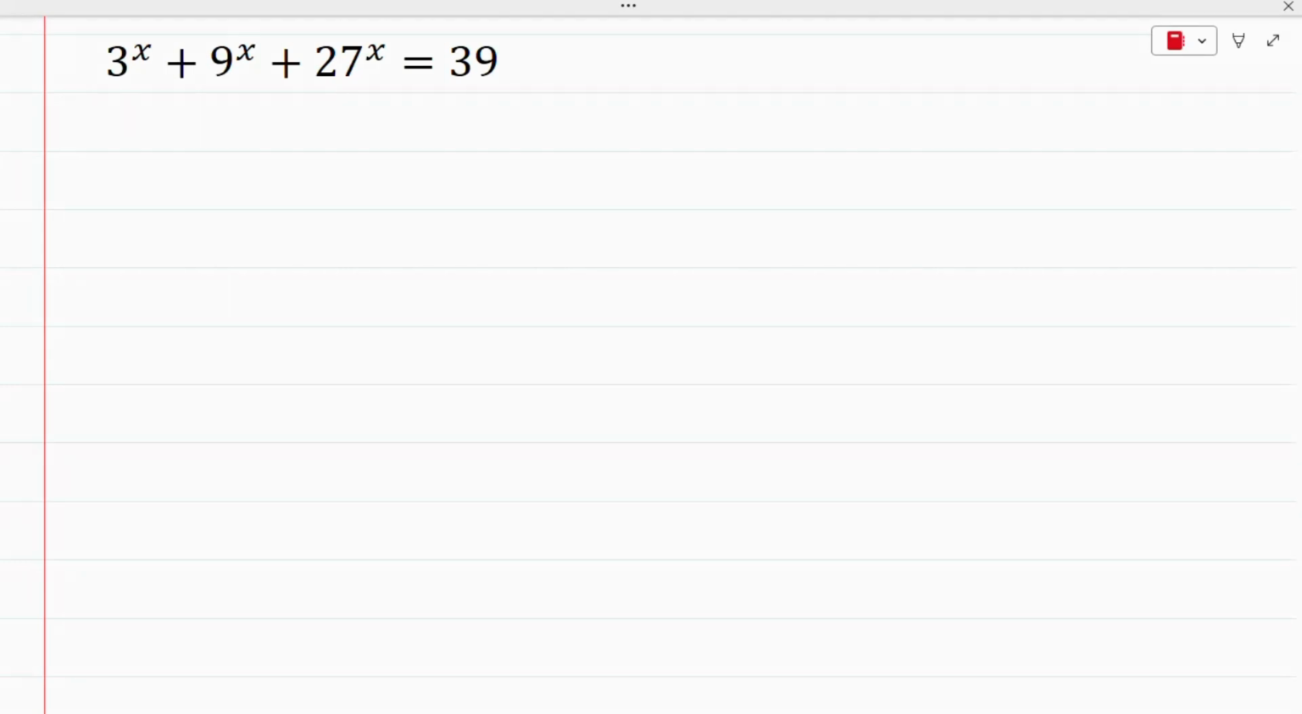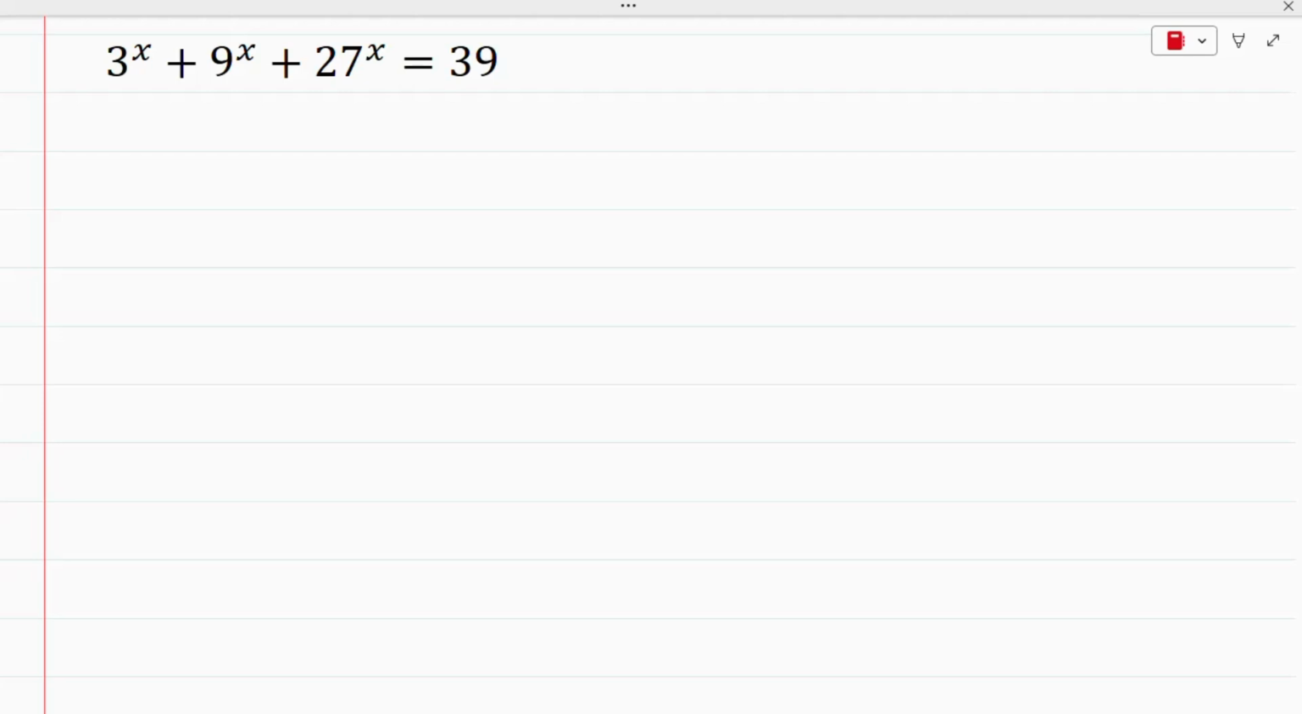So right here we have this nice algebra math question that says 3 raised to the power of x plus 9 raised to the power of x plus 27 raised to the power of x is equal to 39, and we are to find the values of x. So right here guys, I'm going to share with you two methods.